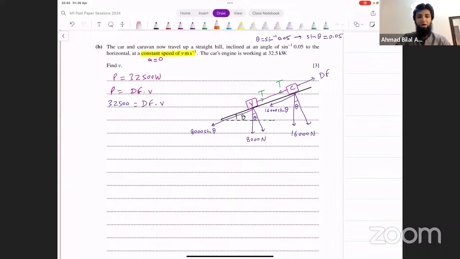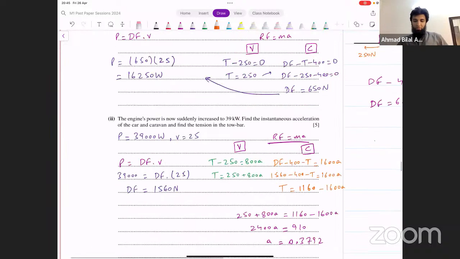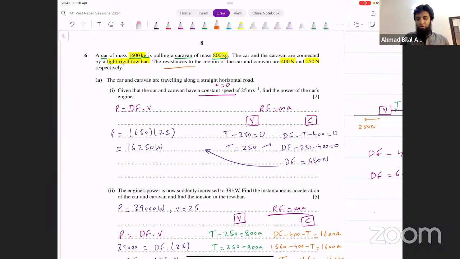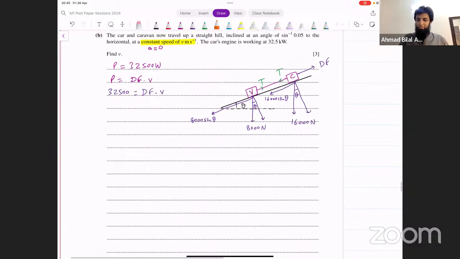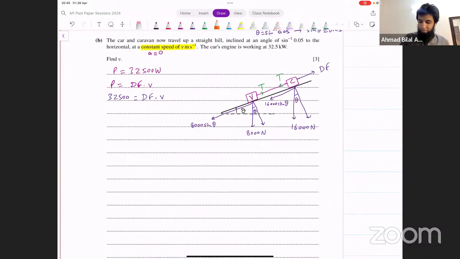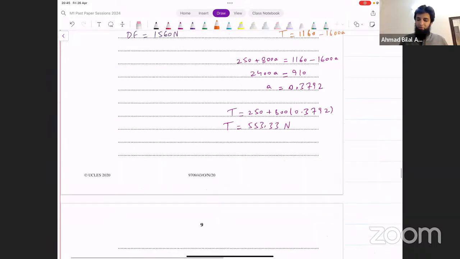What else? We've got resistances, remember? We were given that the resistances to the motion of the car and the caravan are 400 and 250 respectively. They're still acting. On the caravan, this resistance is 250 Newton. And on the car, it was 400 Newton.